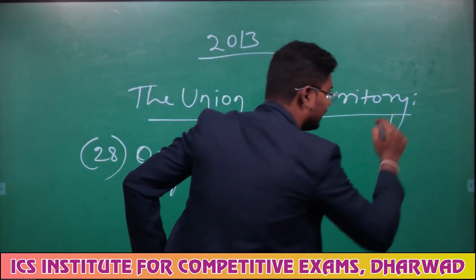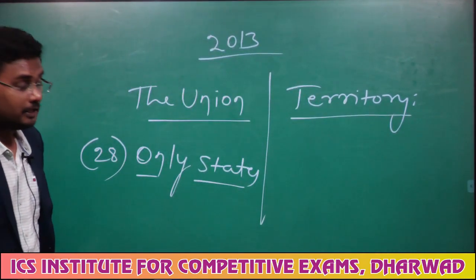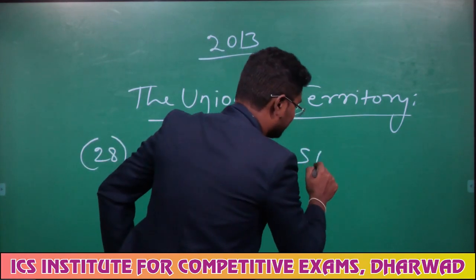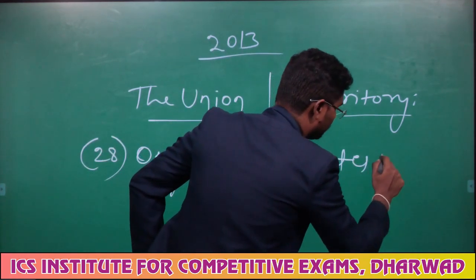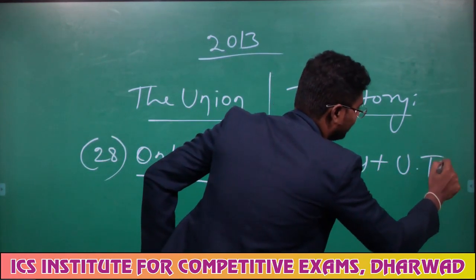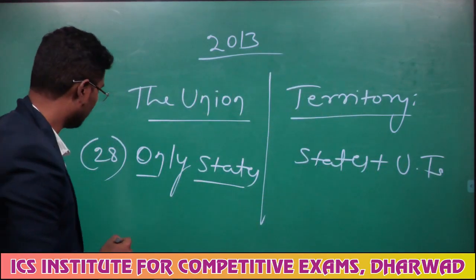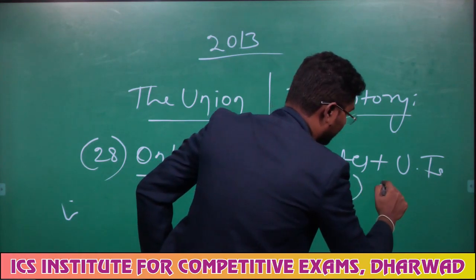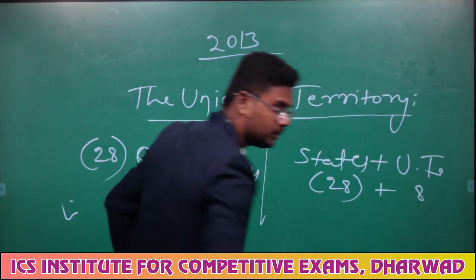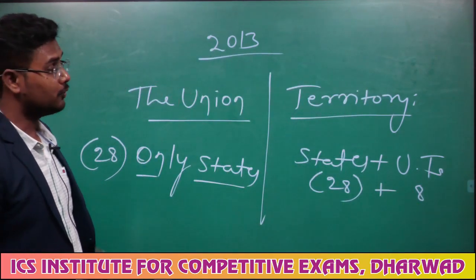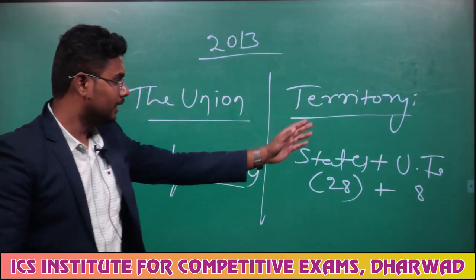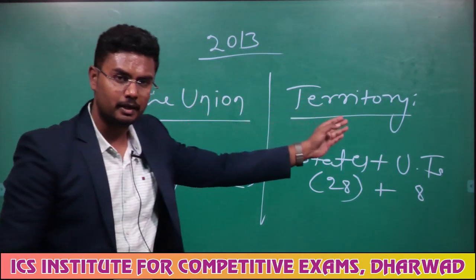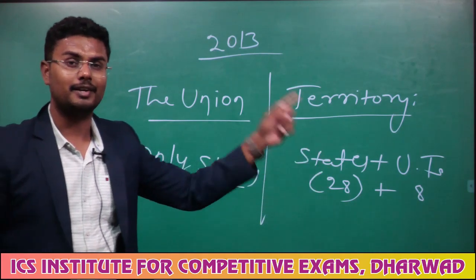Whereas, when I say territory of India, it includes states, and in addition to states, it also includes the union territories. Right now, in addition to 28 states, India has got 8 union territories. So, which is a broader term, territory or union? Obviously territory, because it includes union territories as well.